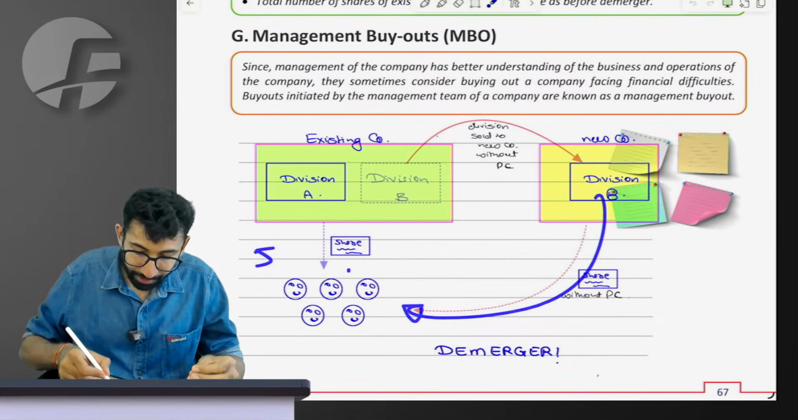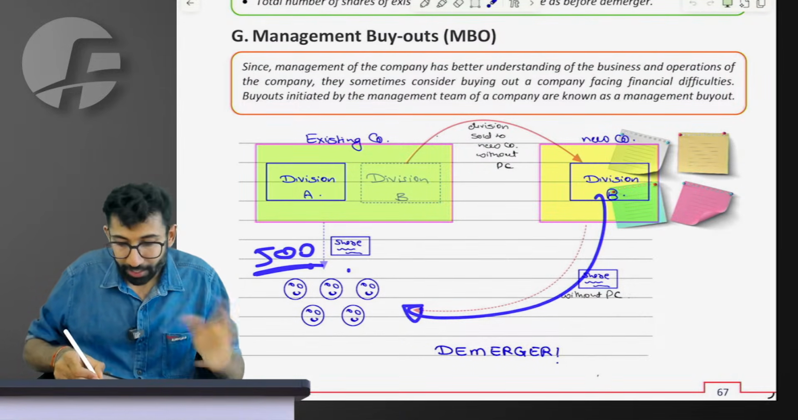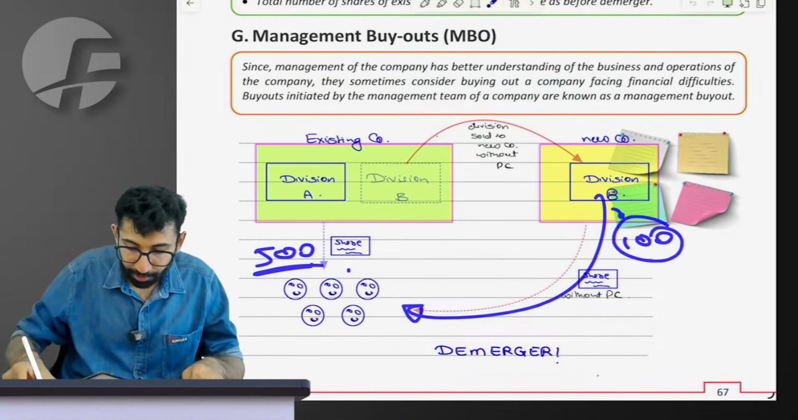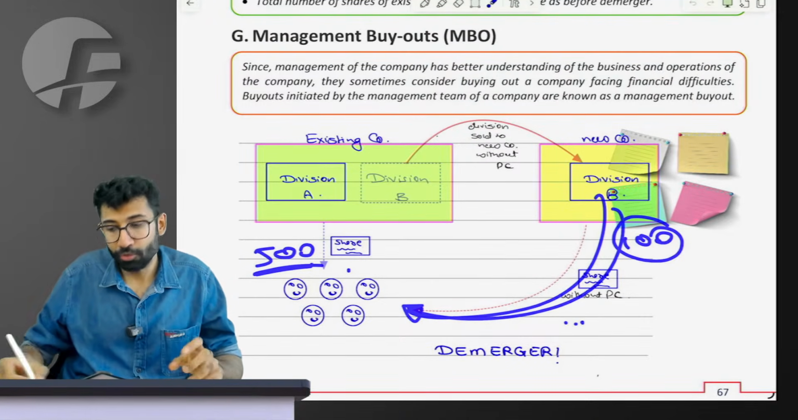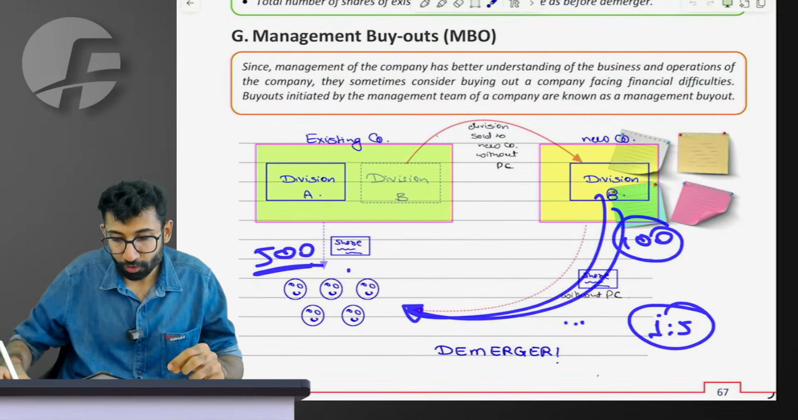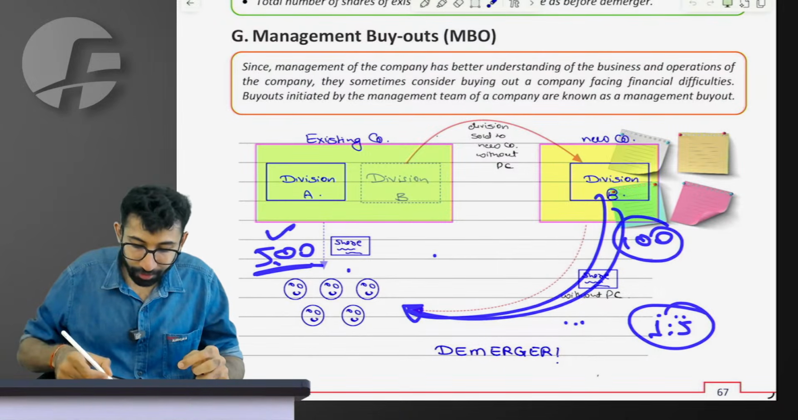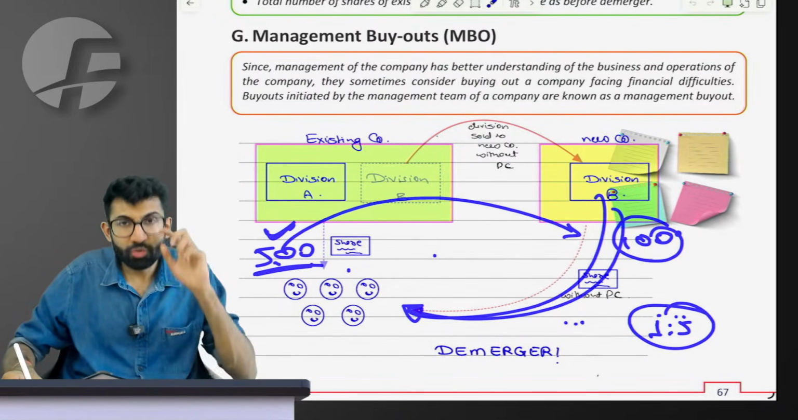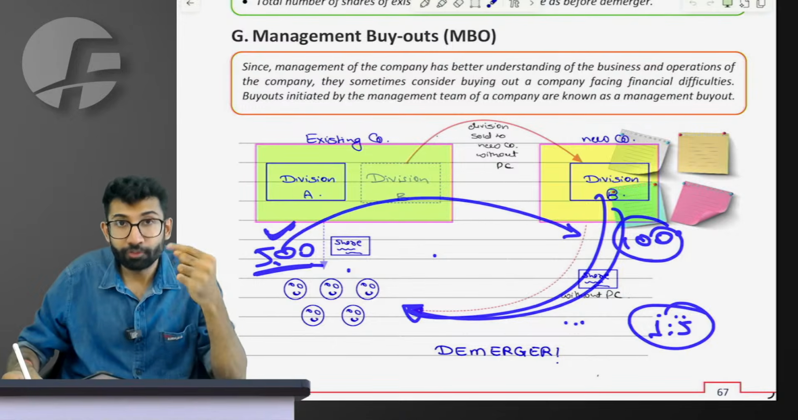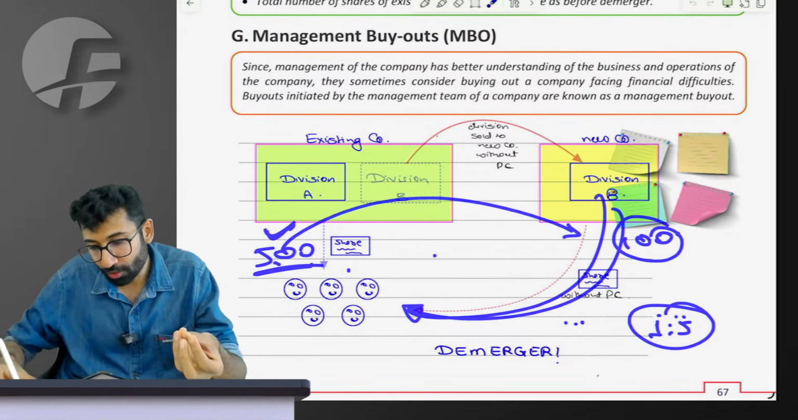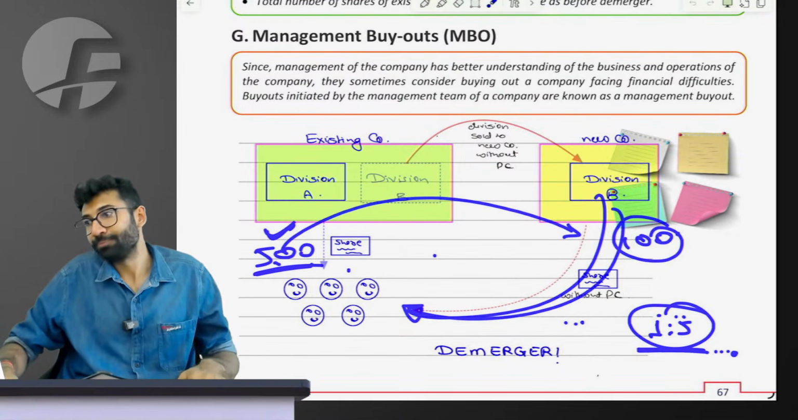Last is the ratio in which shares are issued. Suppose the company has right now 500 shares and the company is planning to issue 100 shares of the new company. Do you agree automatically the ratio becomes 1:5? Against every 5 shares in the existing company, one share of the new company will be issued, so the ratio becomes 1:5.